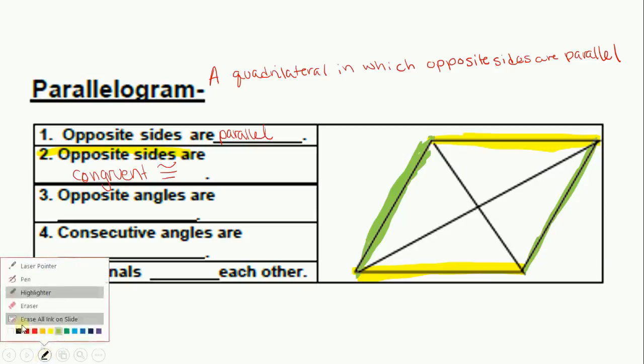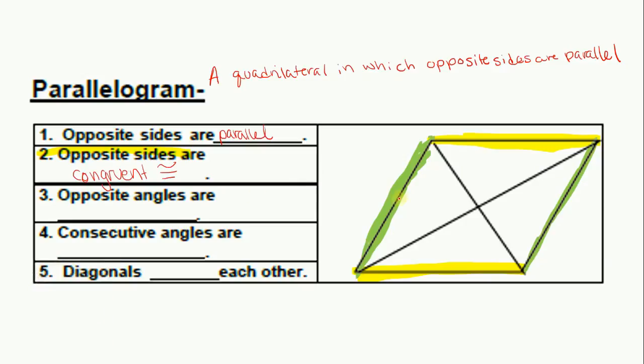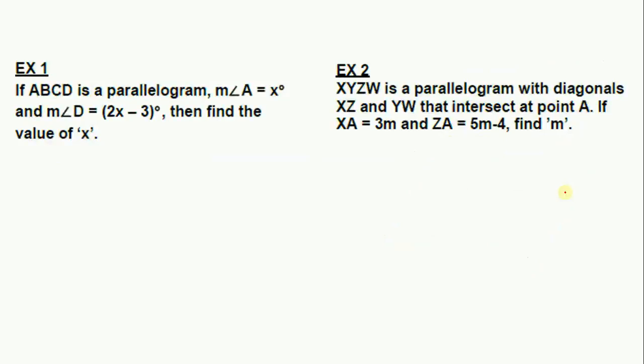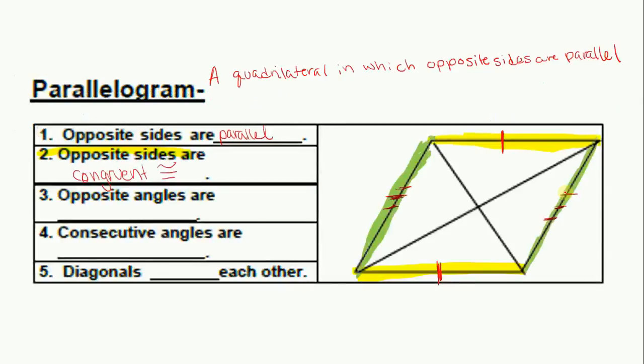So keeping that in mind, guys, that these two opposite sides are congruent. Now, the yellow is not congruent to the green, only yellow is congruent to yellow. So also another way we could do this is with our pencil, we're going to mark in to show. You guys remember when you did the little tick marks to show you're congruent?